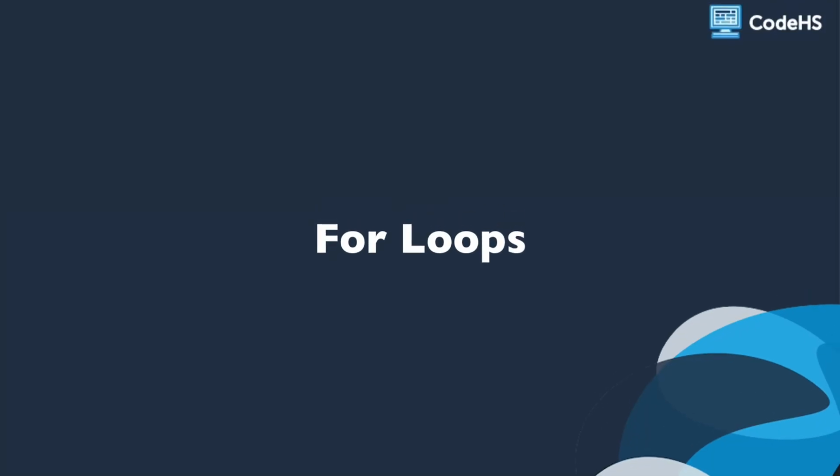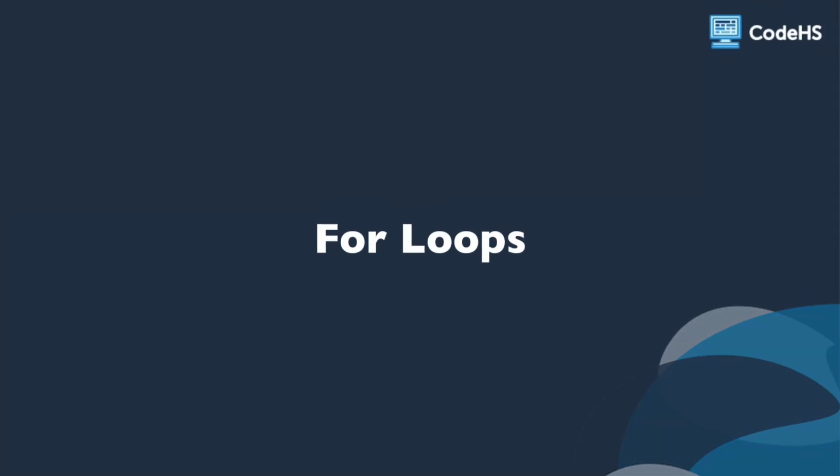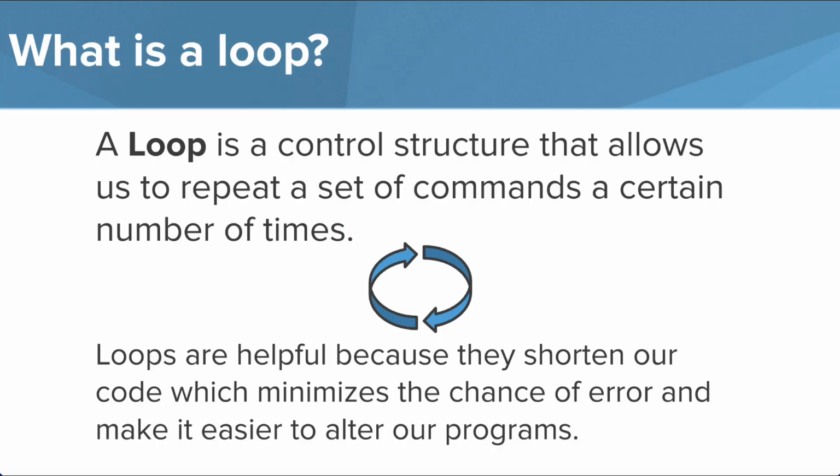Hi, in this video we're going to learn how to include for loops in our microbit programs. Let's go! As a refresher, a loop is a control structure that allows us to repeat a set of commands. They are helpful because they shorten our code and make it easier to alter our programs.